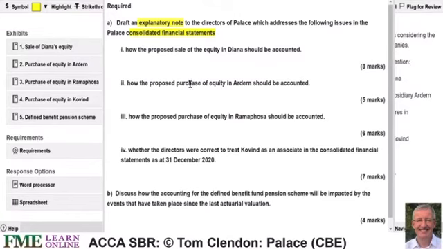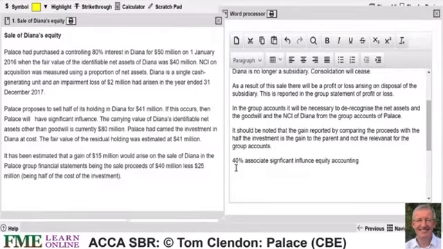Then there's the purchase of shares in Arden. Could be a step acquisition. Could be a reduction in the NCI. Associate entity, significant influence, equity accounting. Let's make sure we get those buzzwords in.